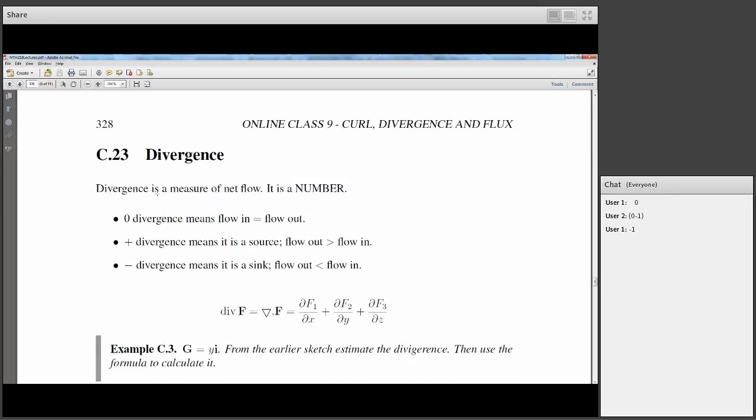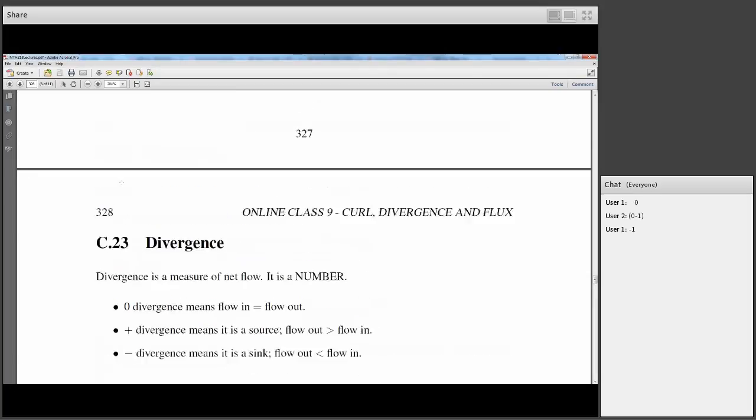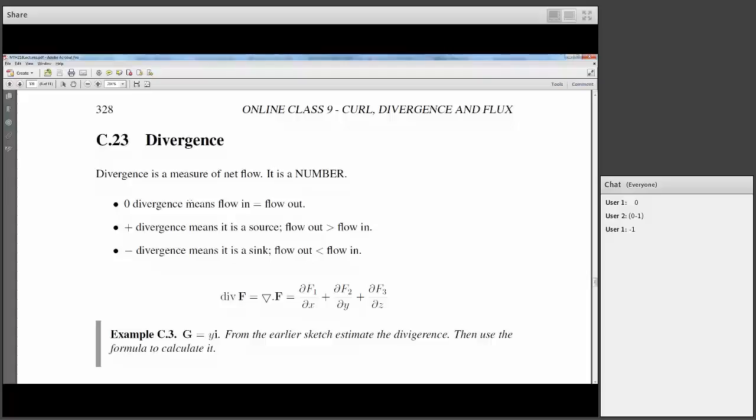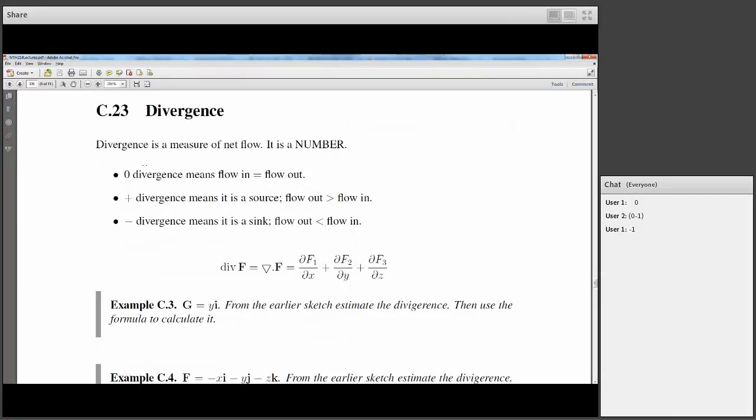So that's the first differential operator, that's curl. And as I said, it's a measure of how much things rotate. And you can see one use in terms of whether things are conservative or not. Next one is called divergence. So the divergence is another differential operator. It's another way of differentiating a vector field. It's a measure of the net flow at a point. It's a number, so it's not a vector anymore. Positive, negative, 0, etc.